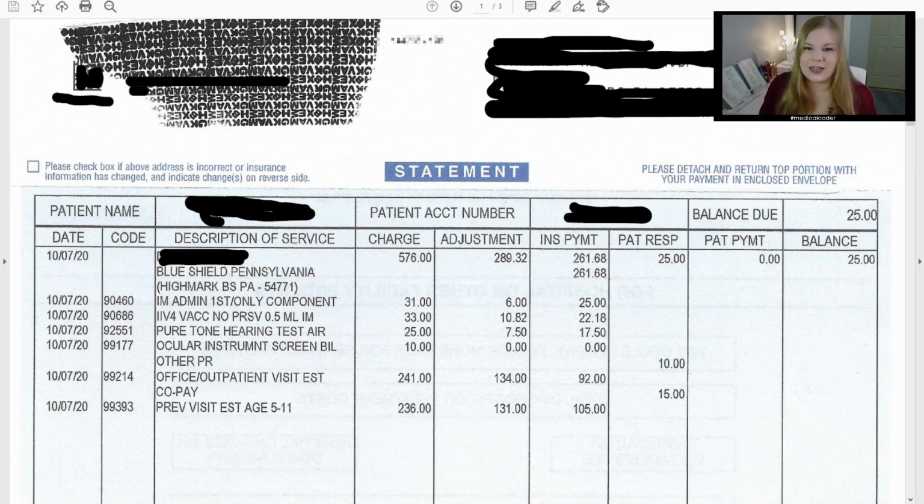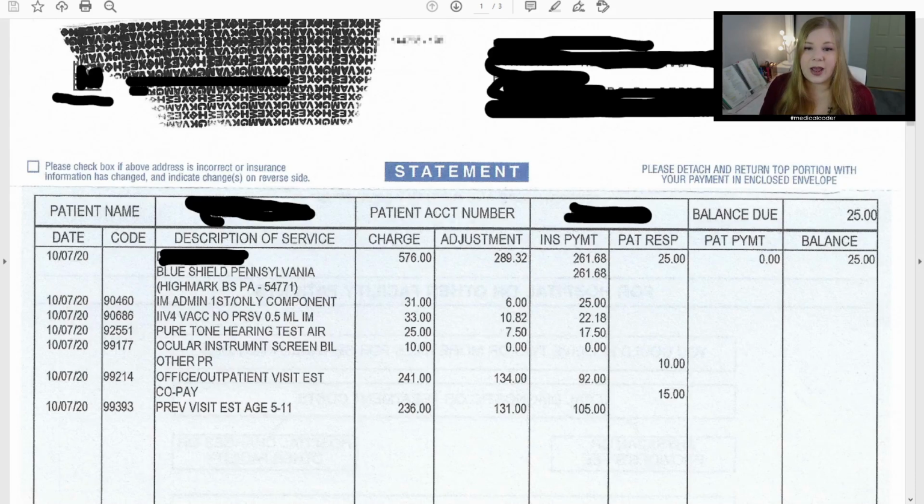So you can see here that 90460 is for the administration of that first component of that vaccine. It was charged $31. They adjusted $6 and insurance paid $25. So the next one, they charged $33 for the flu vaccine itself. They adjusted off $10.82, and then the insurance paid $22.18.